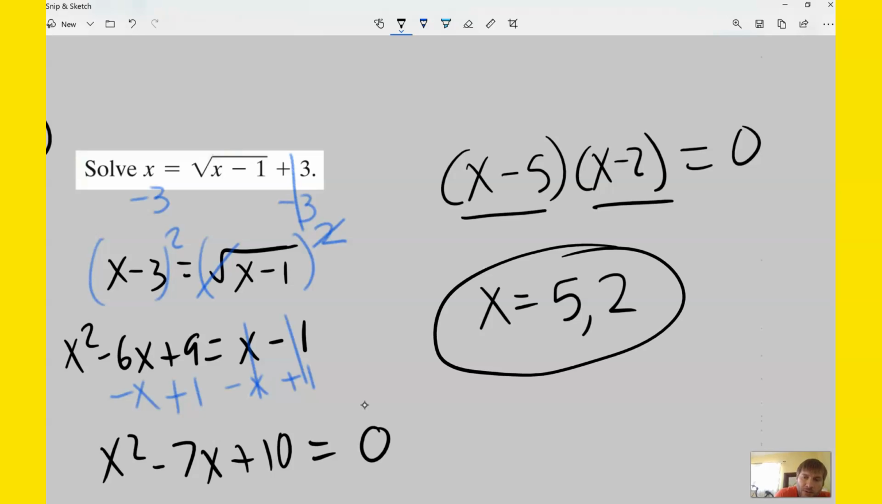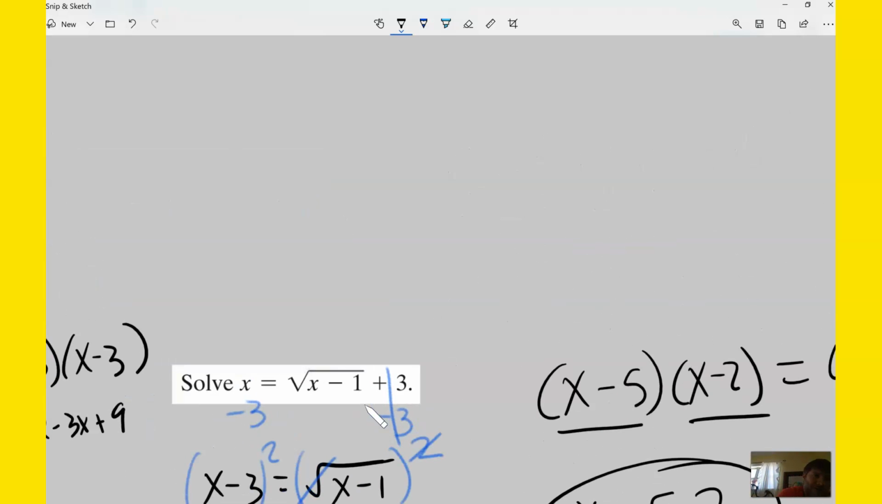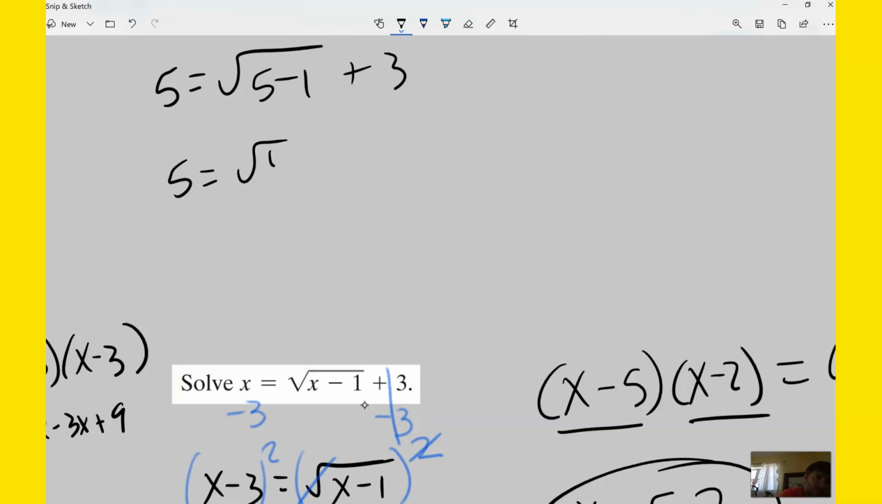And so those are my answers, but I got to check them. So let me check those answers. All right, 5 equals the square root of 5 minus 1 plus 3. So 5 equals the square root of 4 plus 3. So 5 equals 2 plus 3, and that is true. So I believe the 5 works.